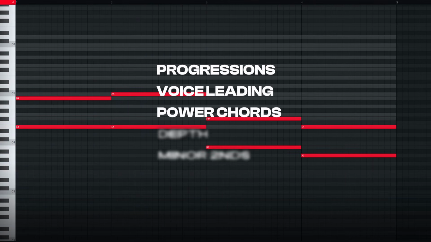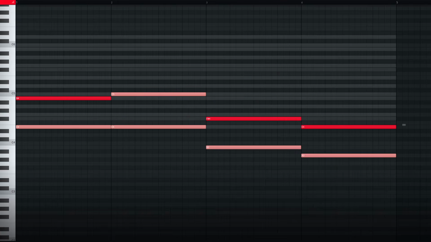And now rule 4 is to simply double these notes so the progression has more weight, especially on the low end.